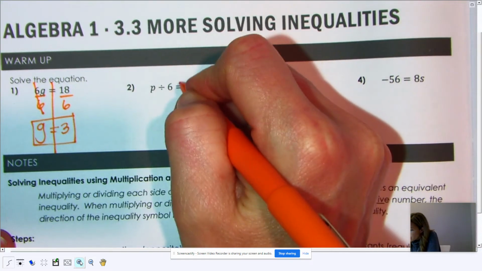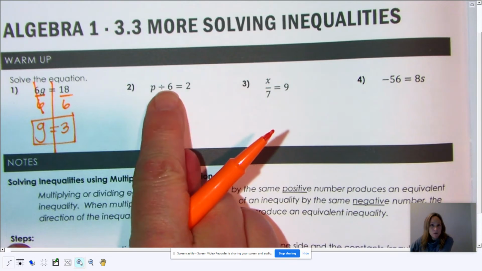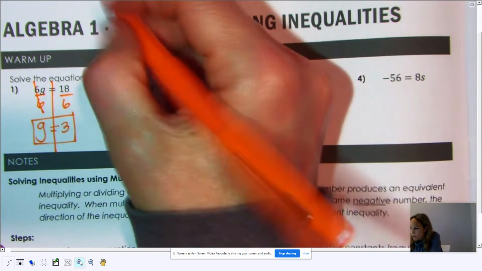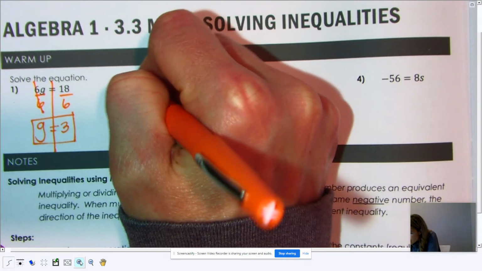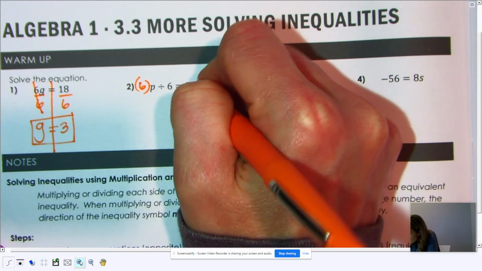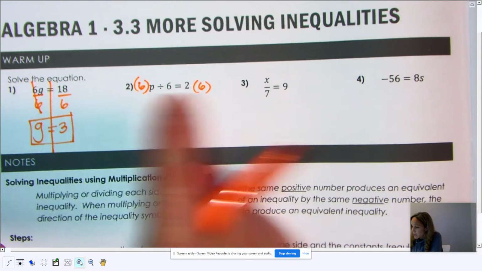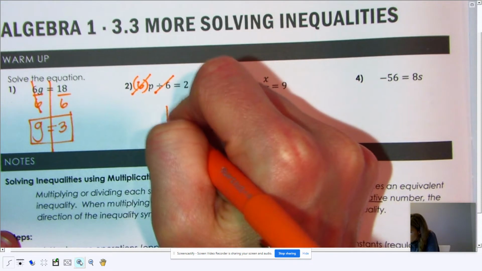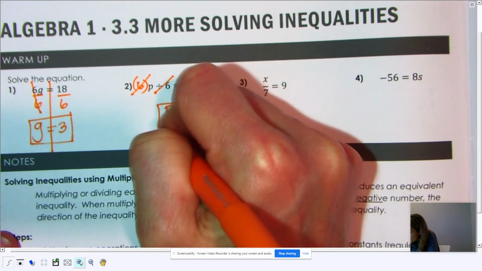Question number 2, p divided by 6. Usually we don't use this division sign in equations, but if you ever see it, just know that the way that we get rid of it is by multiplying. Usually we see it written like this one over here, but a times by 6 and a divide by 6 will cancel. So we get p is equal to 12.